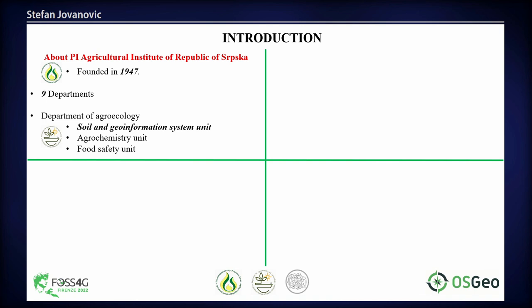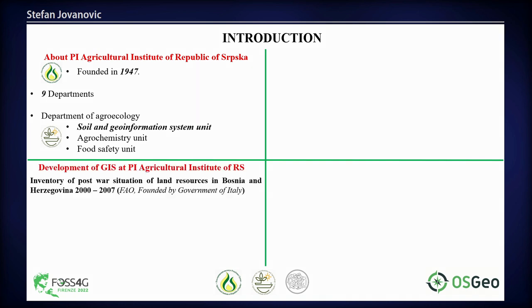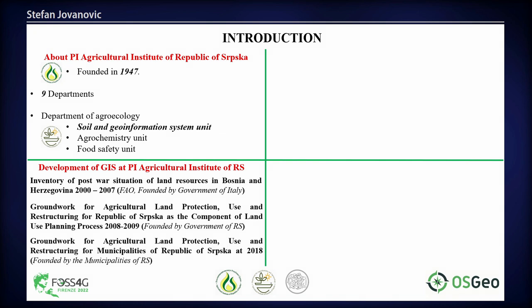It is founded in 1947, and within nine departments there is a unit that deals with GIS. The story of GIS started 20 years ago with one FAO project supported by Italy. Thank you, Italy, once again. And practically after post-war period, people needed to create land cover and land use map in order to protect agricultural land. So starting with this project, we developed projects and documentation for the country level and afterwards for the local level.